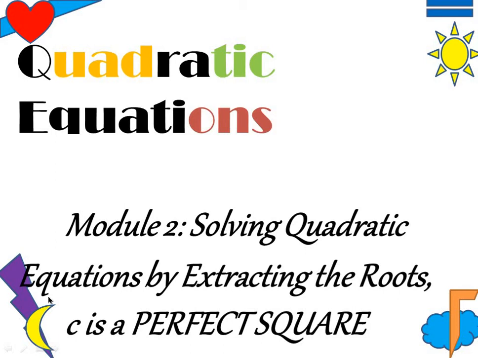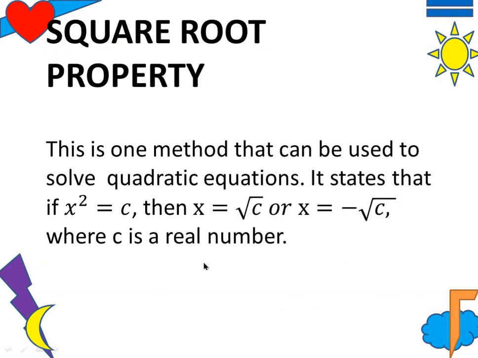Good day everyone, so today we're going to discuss Quarter 1 Module 2, Solving Quadratic Equations by Extracting the Roots, where C is a perfect square. So what is the square root property? This is one of the methods that can be used to solve quadratic equations. It states that if x squared is equal to c, then x is equal to positive square root of c, or x is equal to negative square root of c, where c is a real number.